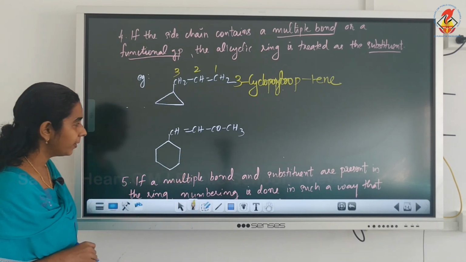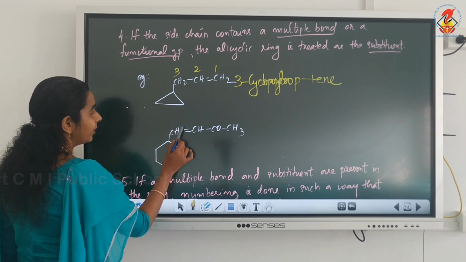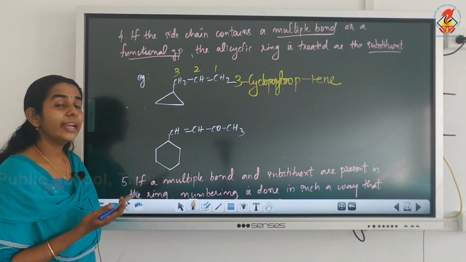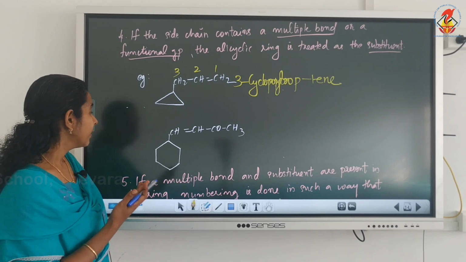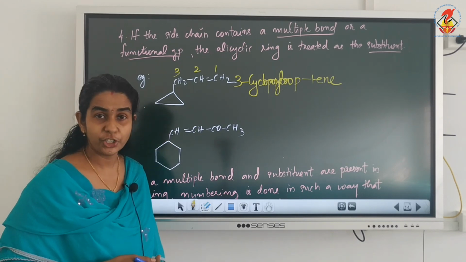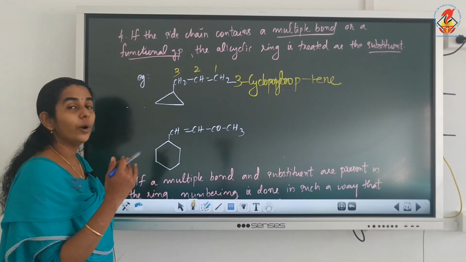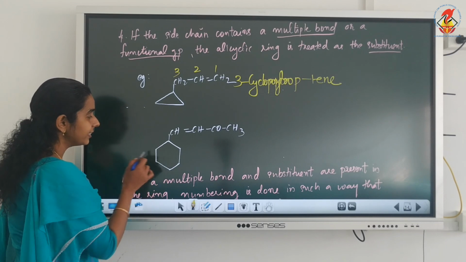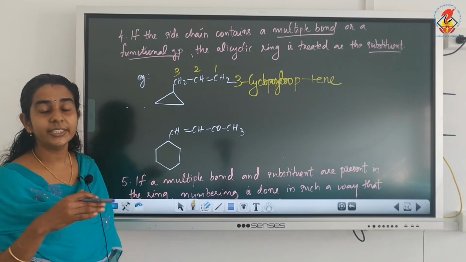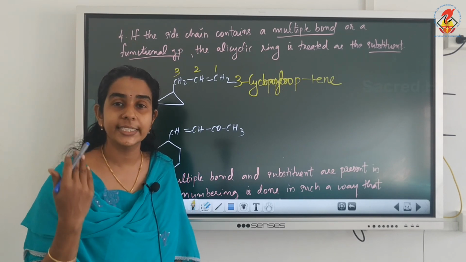See the next compound. Here also we have a ring with 6 carbon atoms, and a side chain with 1, 2, 3, 4. The ring does not contain any functional group. The functional groups are present in the side chain. So the side chain will be considered as the parent. The ring will go as a substituent. Which ring is this? Cyclohexane.